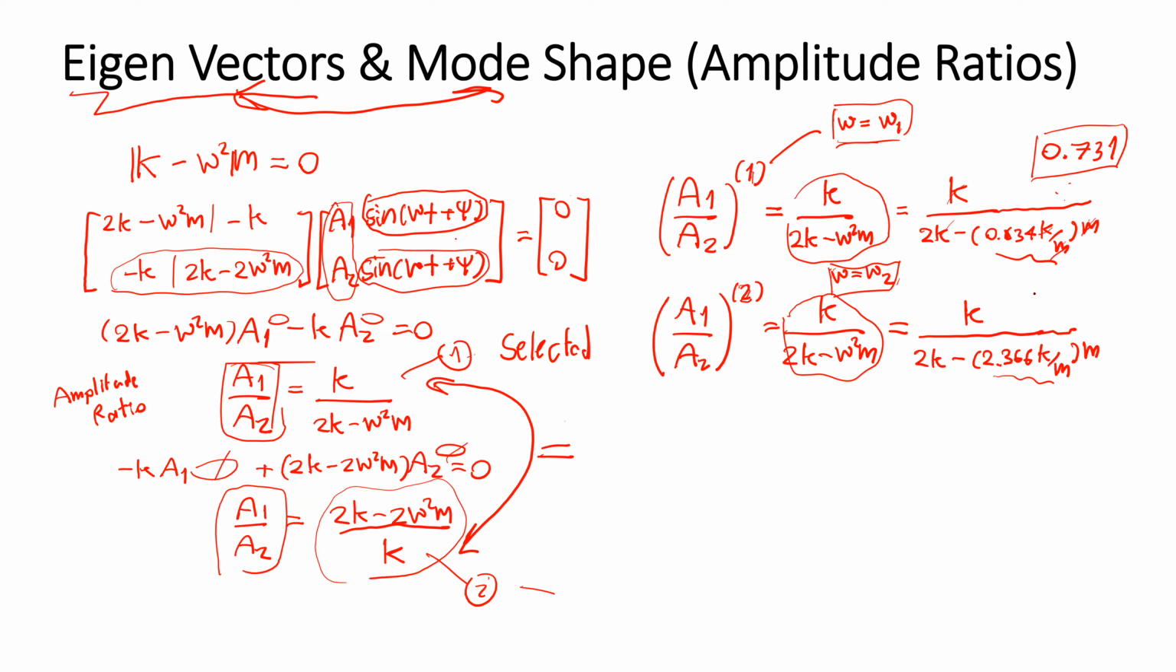In the second case, if you use calculator, also you will have minus 2.73. So what is the meaning of this ratio? This one we call the first mode shape, the mode shape. This one is the second mode shape.